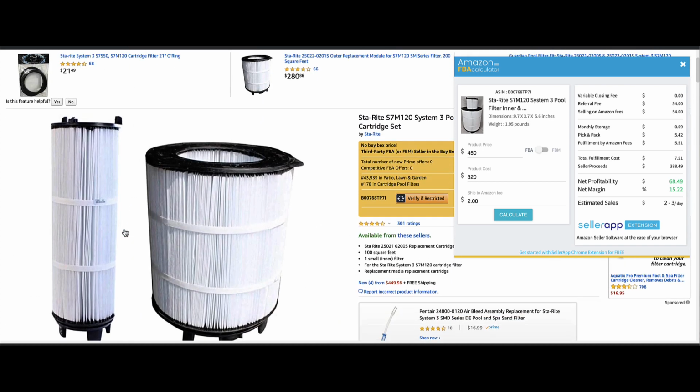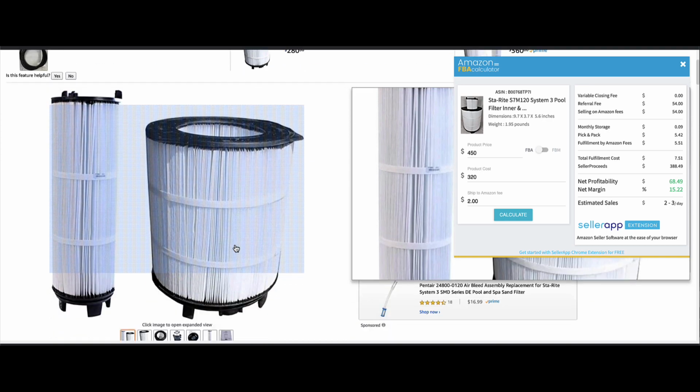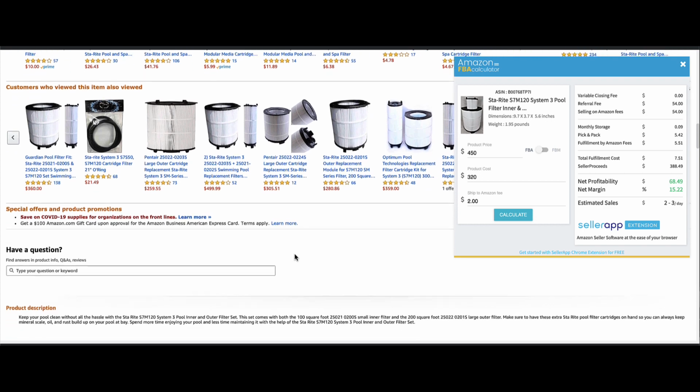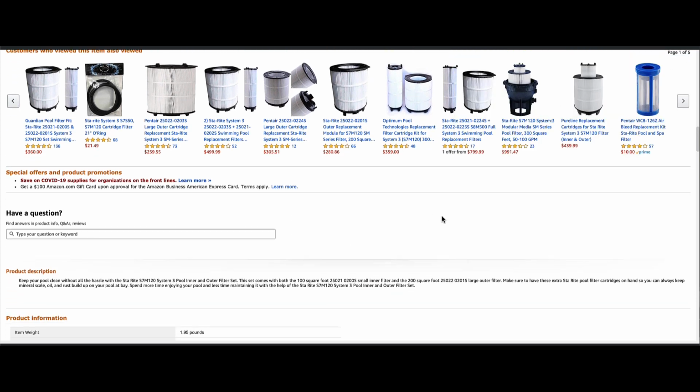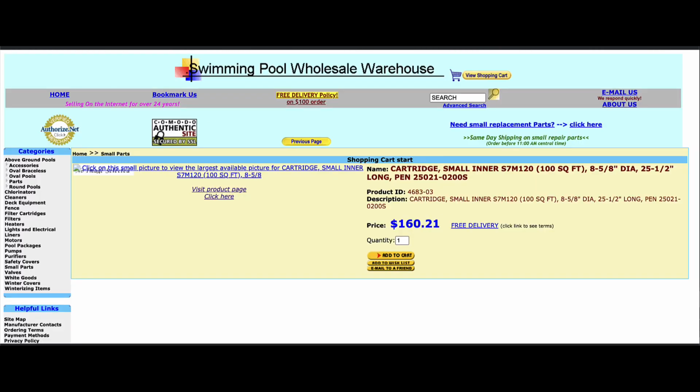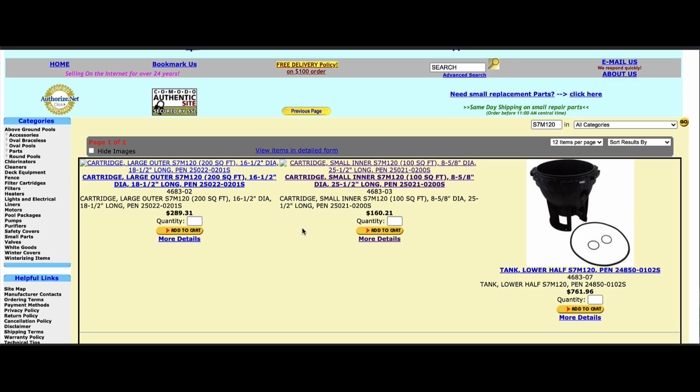But worst case, if you have to buy, I don't know, this big one and this little one, I don't see anything else pictured here. Maybe we can tell by some comments. Let's do that. Let's come down here. Oh, here it comes. The set comes with both the 100 square foot and the 200. Okay, so it's both. All right, now we know. All right, that's why they had the picture.